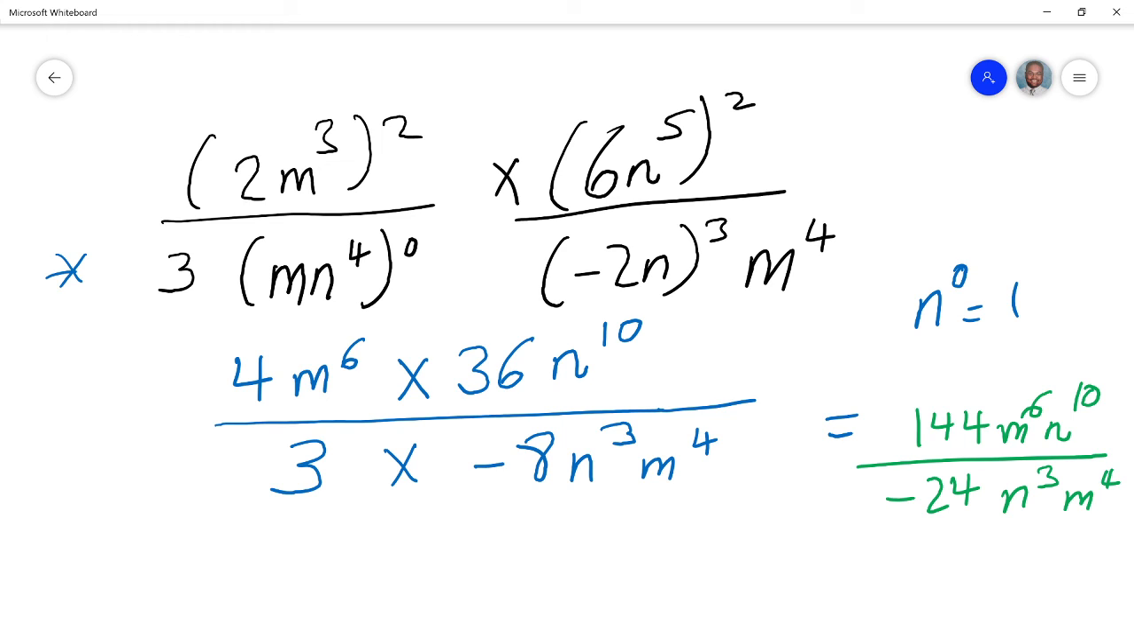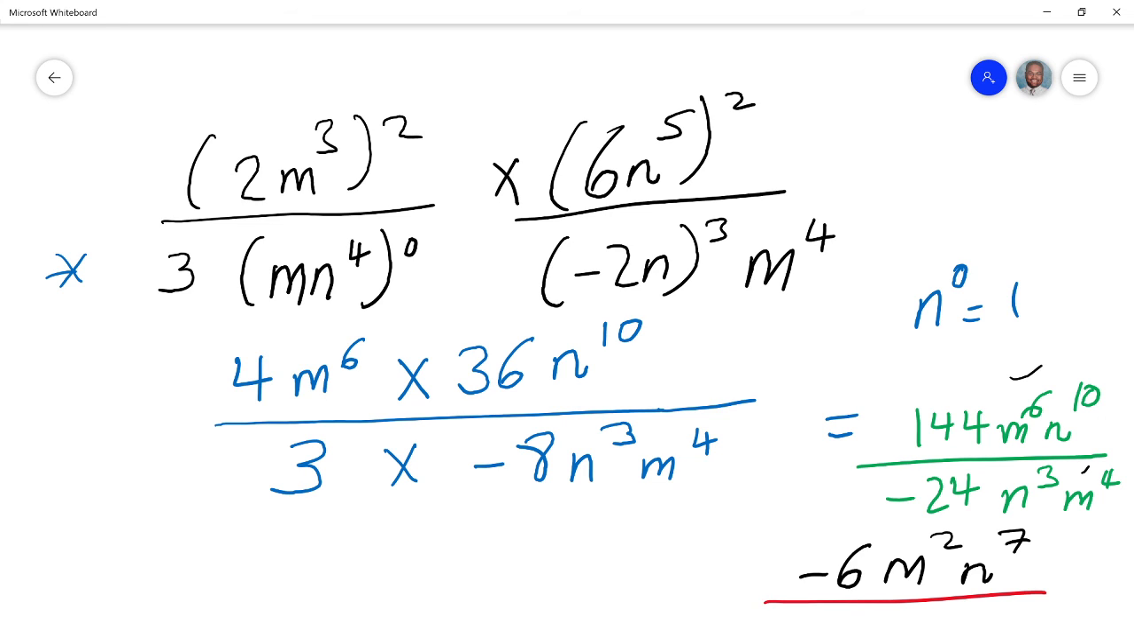Now what I do therefore is I can simplify that, okay? And that now becomes negative 6 m. So I've got m to the power 6 and m to the power 4, so that's m to the power 2. And n to the power 10 divided by n to the power 3 is n to the power 7. All right, so what I've done is I've simplified this expression by multiplying the respective numerators and dividing by the respective denominators.